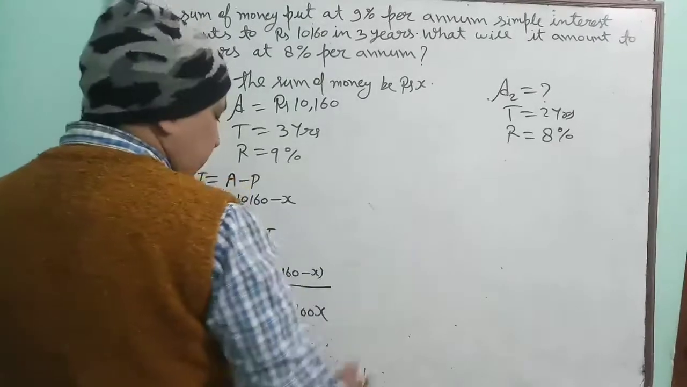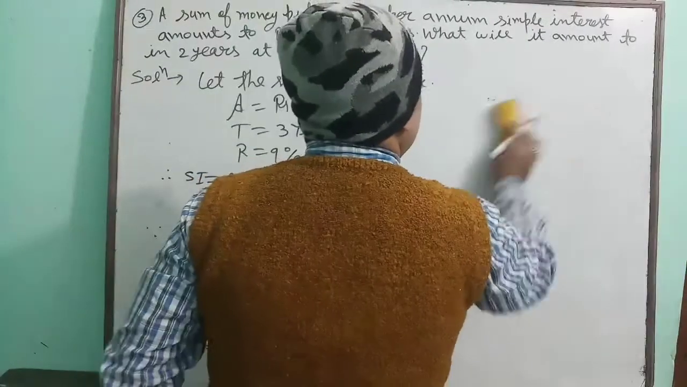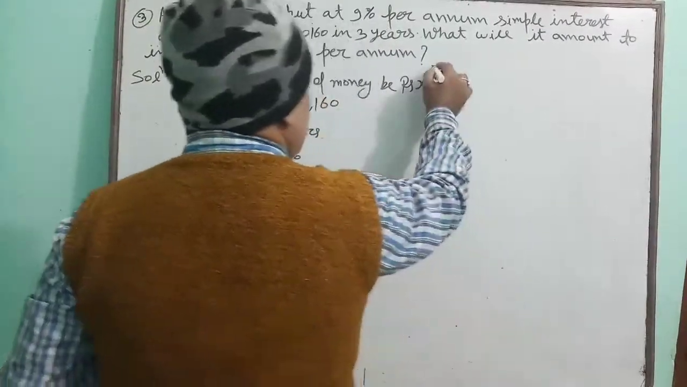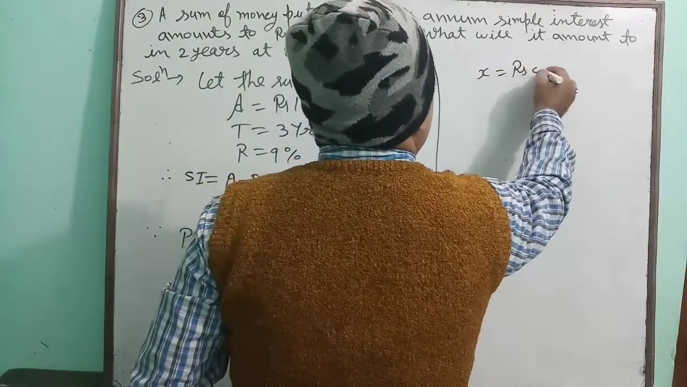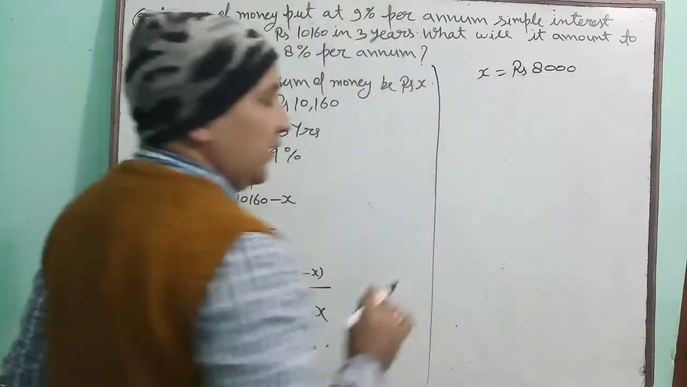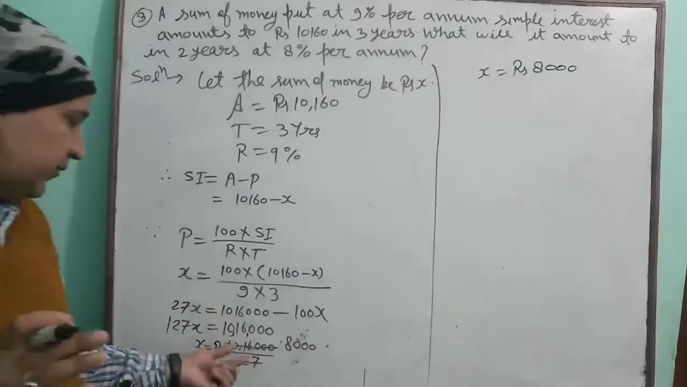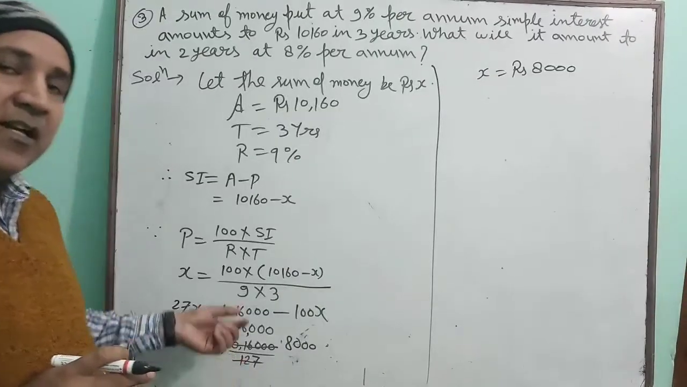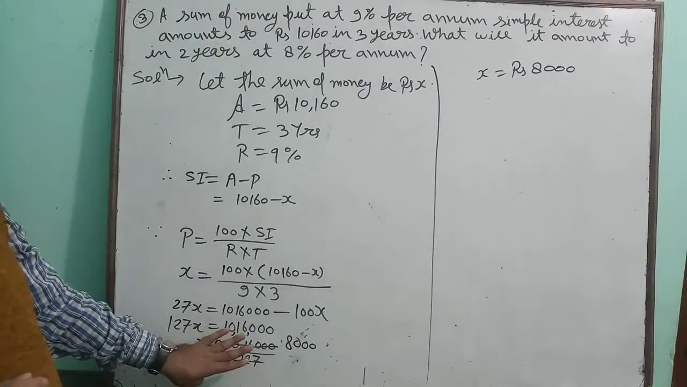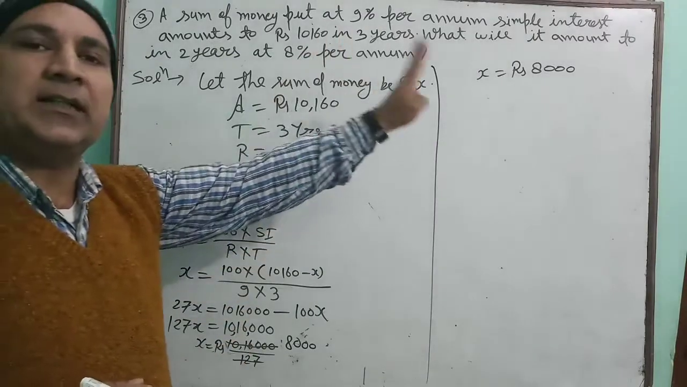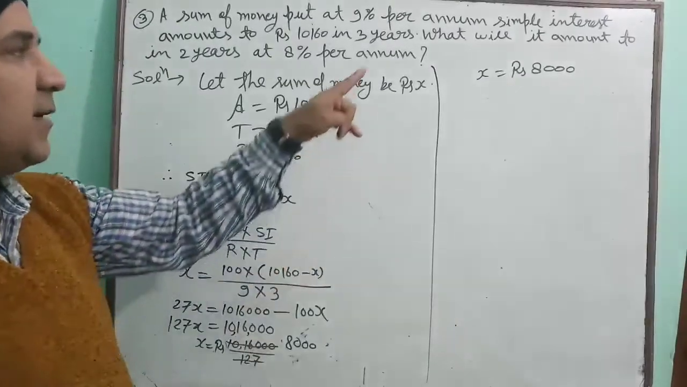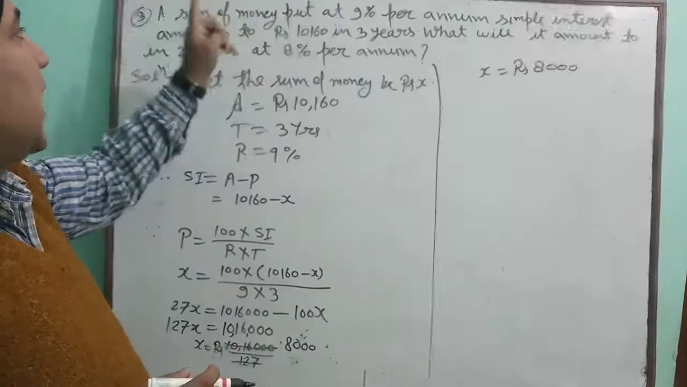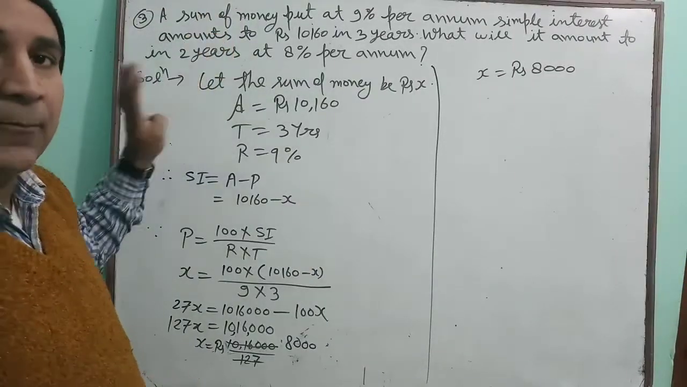Okay, so that means the value of X is rupees 8,000. Again I am saying, if you wish, you can find the value of X. If you do not want, then leave that one. We will put it in another part. Okay. So here the value of X we have got 8,000 rupees, means the principal amount we have got.